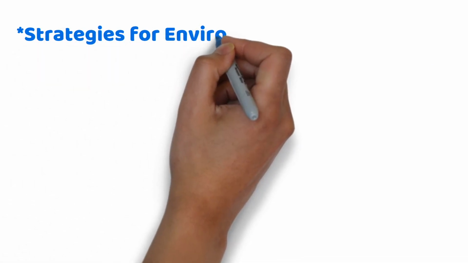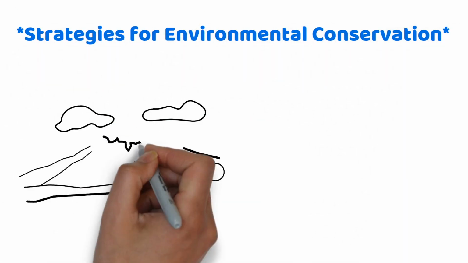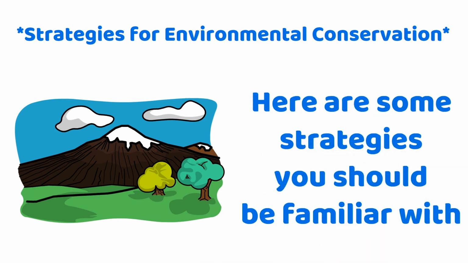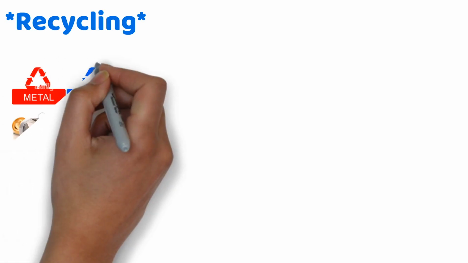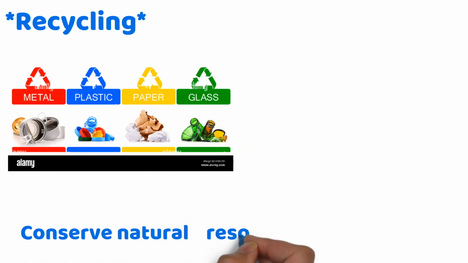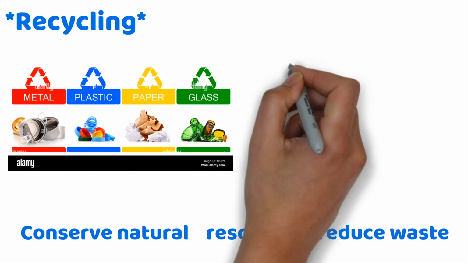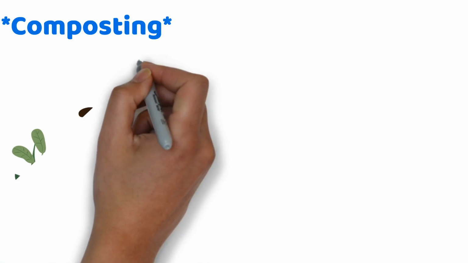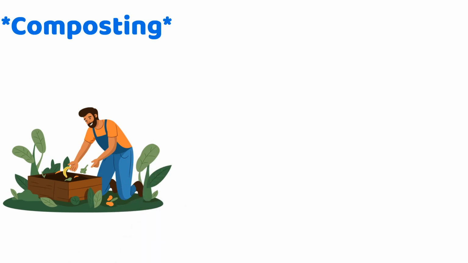Strategies for environmental conservation. Environmental conservation is key to sustaining our planet for future generations. Here are some strategies you should be familiar with. Recycling. This involves collecting and processing materials like paper, glass, plastic, and metal. Recycling helps conserve natural resources, reduce waste, and lower greenhouse gas emissions. Composting. By decomposing organic waste, composting produces nutrient-rich soil, which can enhance plant growth and reduce reliance on chemical fertilizers.